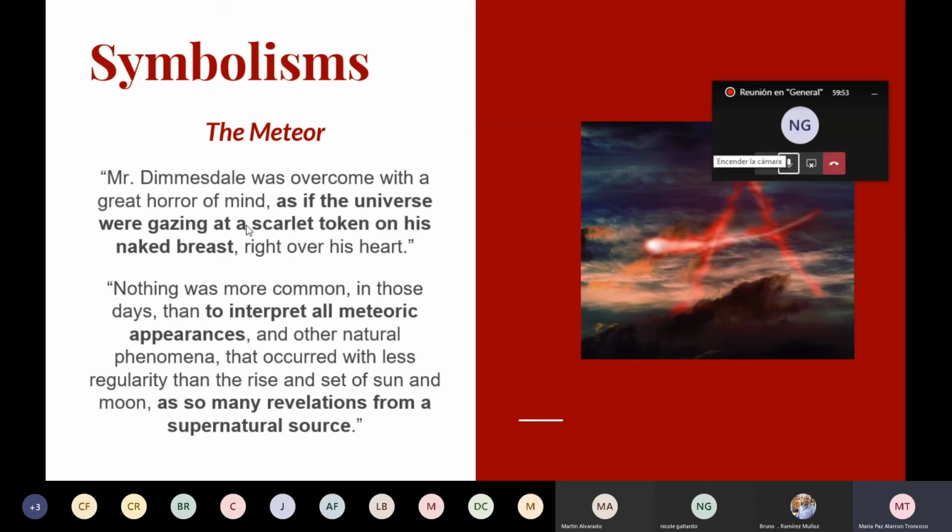"As if the universe were gazing at a scarlet letter tugging on his naked breast." To interpret, this quote refers to how the community interpreted this meteor, as they were inclined to interpret all meteoric appearances and other natural phenomena as so many revelations from a supernatural source.